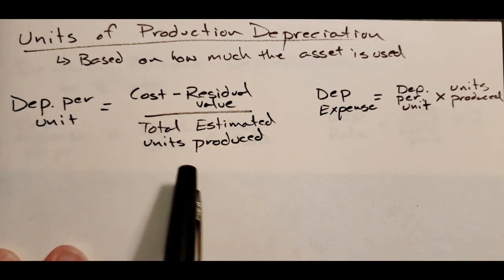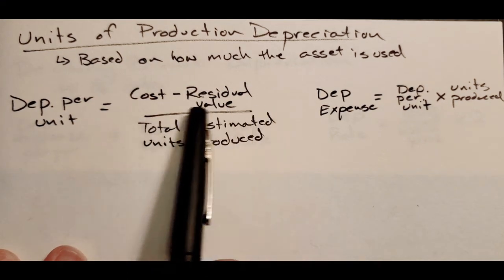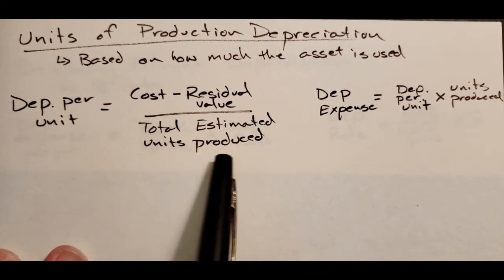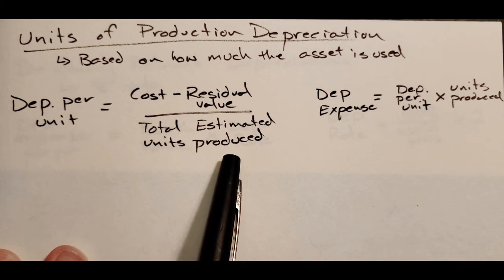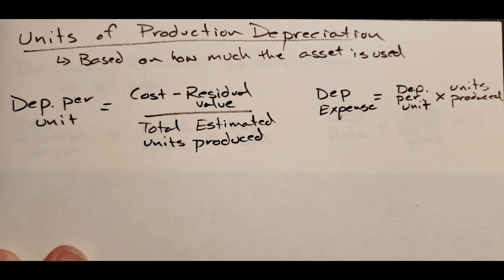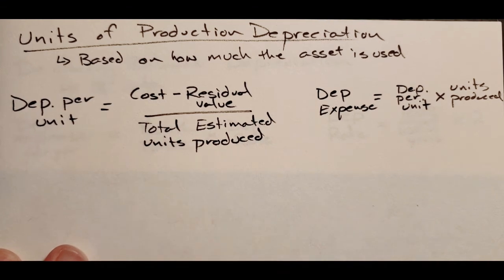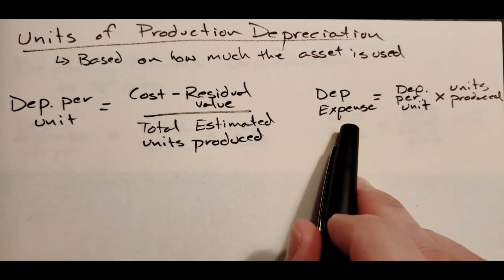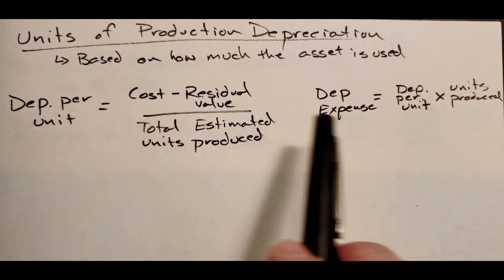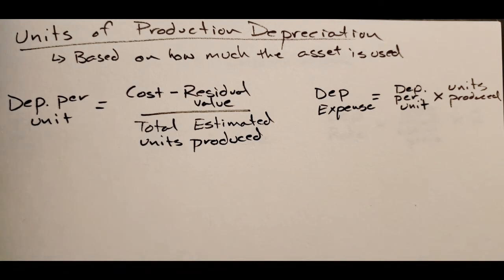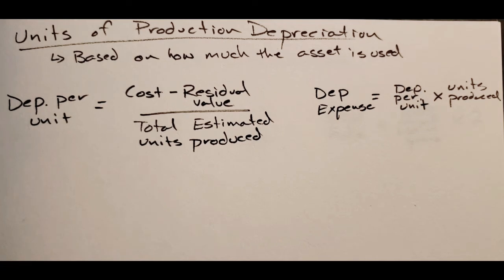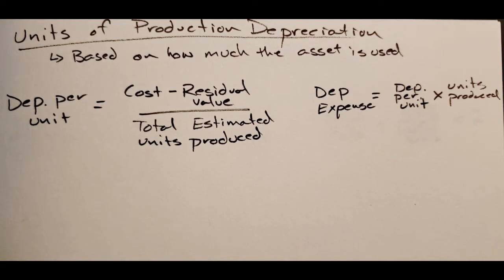So we're going to get the same information. We're going to have cost and residual value, but we'll also be given this total estimated units of production, as well as how much it's expected to produce every year. Or if it's a car, it'll be total miles it's expected to get out of its life and how many miles it's expected to be driven every year. And so we'll also need to then take that depreciation per unit and times it by the number of units produced.